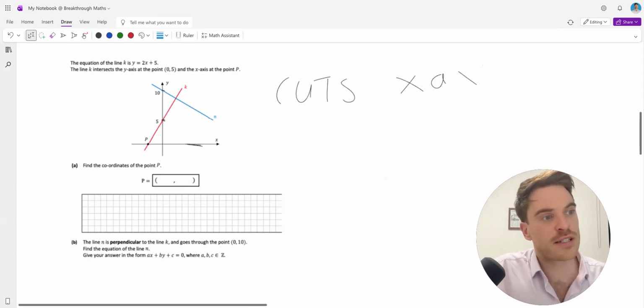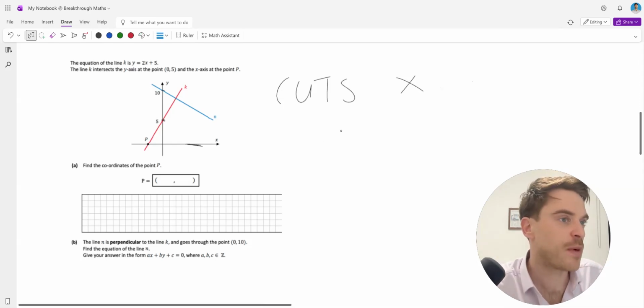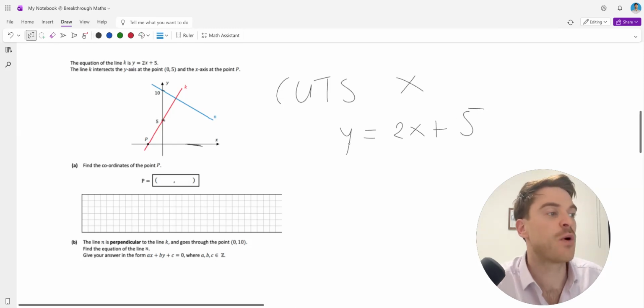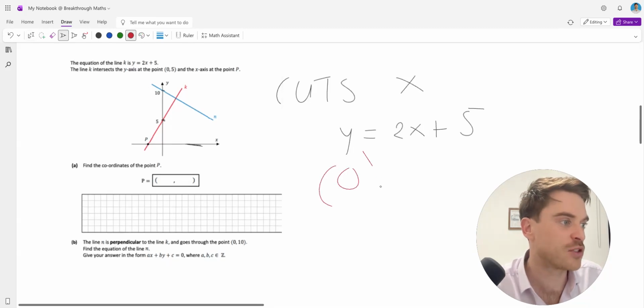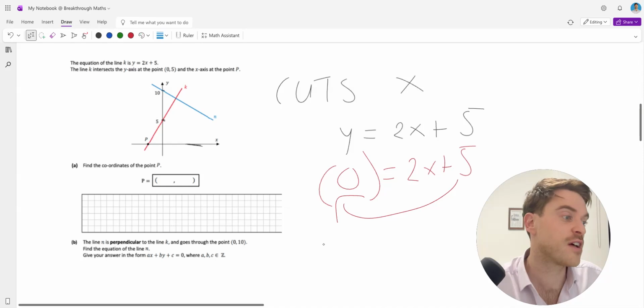So what are we letting y equal 0 for? The line K. Here's the line K. Remember, y is equal to 2x plus 5. It's cutting the x-axis, so we want to let y equal 0. So you're going to make this 0 equals 2x plus 5. You can finish off from here. Move your 5 over and it becomes minus 5. So minus 5 is equal to 2x, so x is equal to minus 5 over 2.